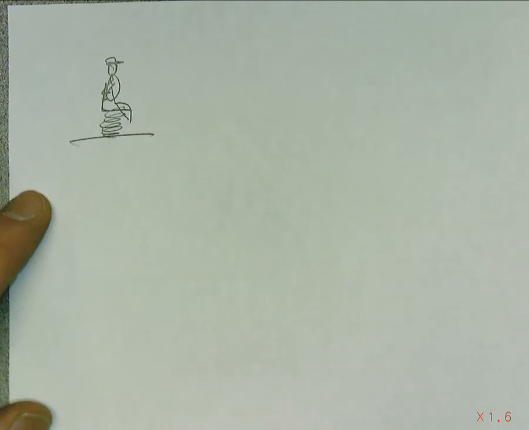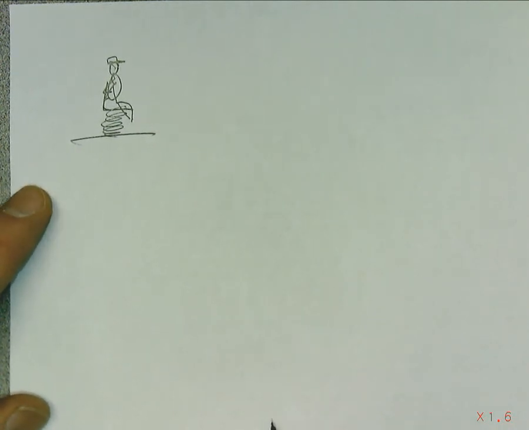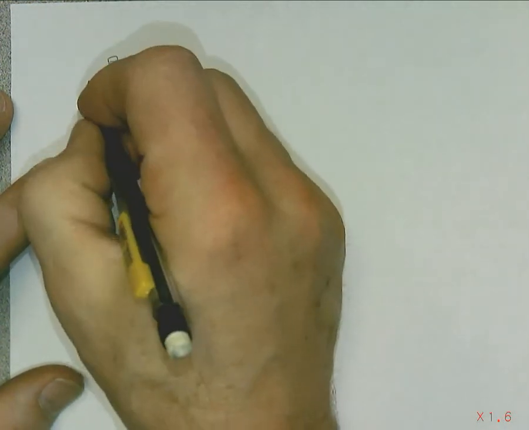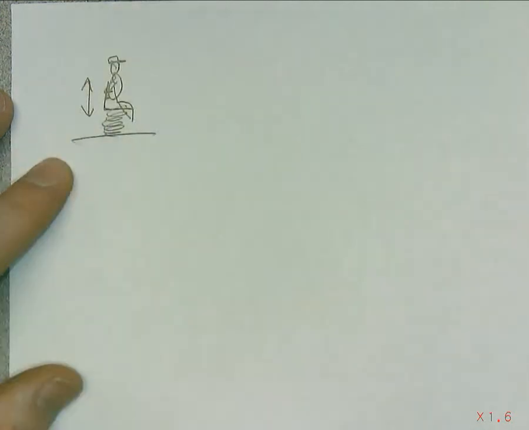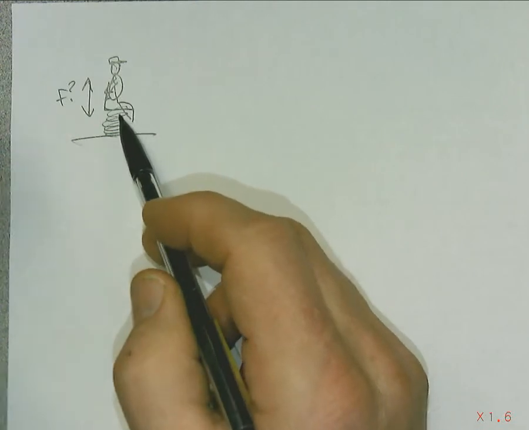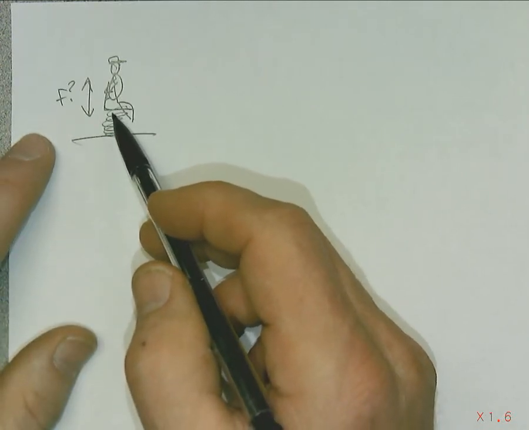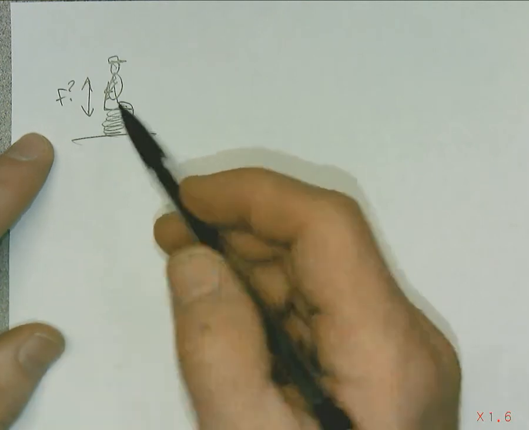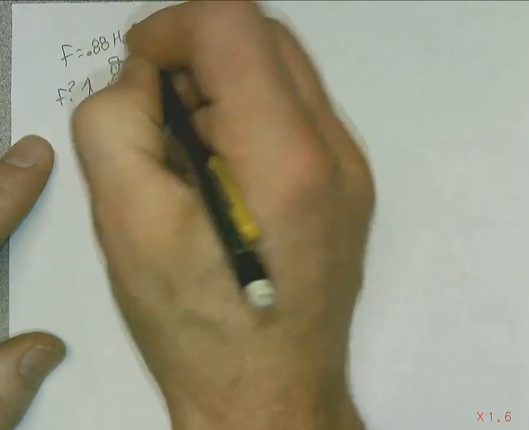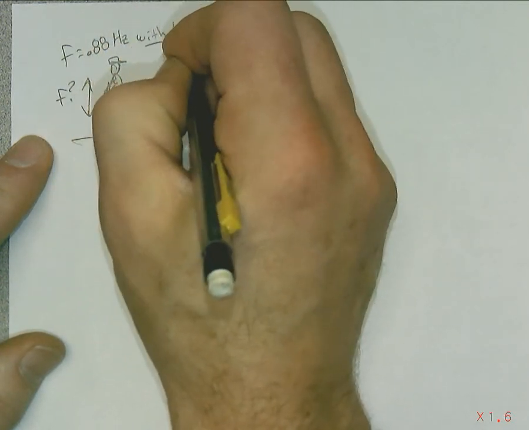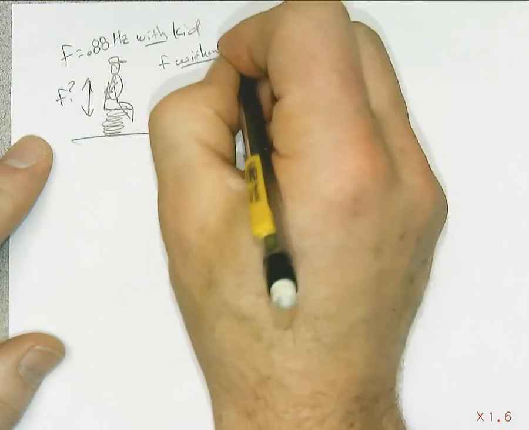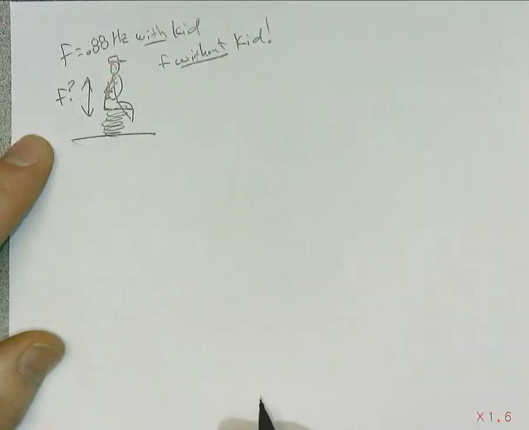And we're supposed to figure out what the frequency of oscillation is with some information given. Basically, it oscillates up and down. We're given the frequency of oscillation when we have the kid on it. It says what it is when the kid's on it. Frequency is equal to 0.88 cycles per second, or hertz, with kid. We want f without kid. The frequency without the kid.